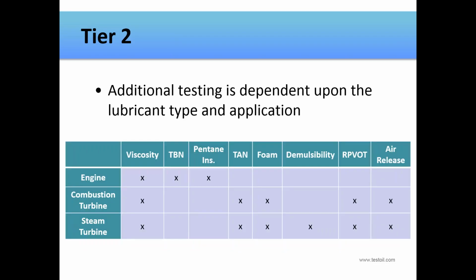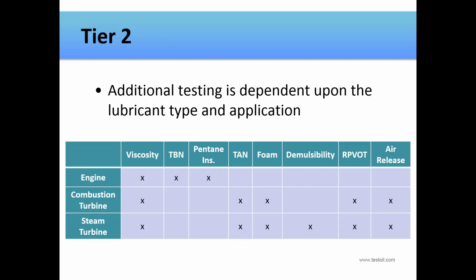So the second tier of testing, we're looking at the critical performance characteristics of the lubricant mixtures. Possible additional tests include anything from viscosity, acid number, base number, to something a little more expensive such as copper corrosion, oxidation stability, or pentane insolubles even. The second tier test really should be selected based on the lubricant type and the application that we're looking to use the mixture in. For instance, if we have an engine oil, we might want to select something like viscosity, base number, and pentane insolubles.